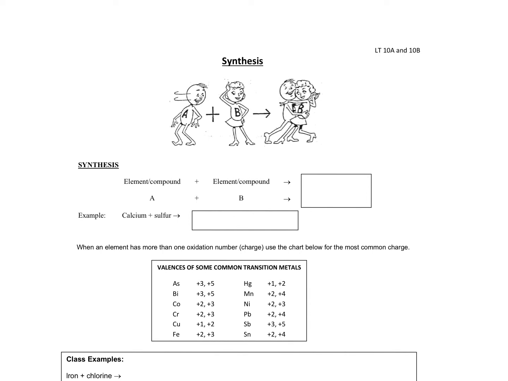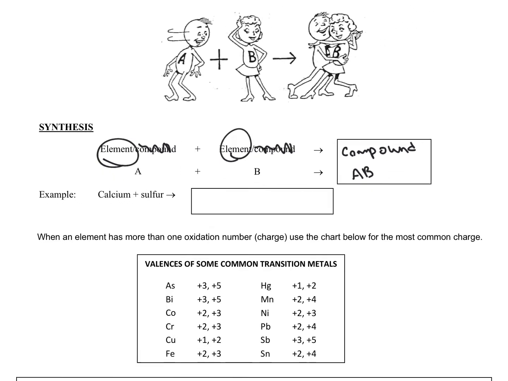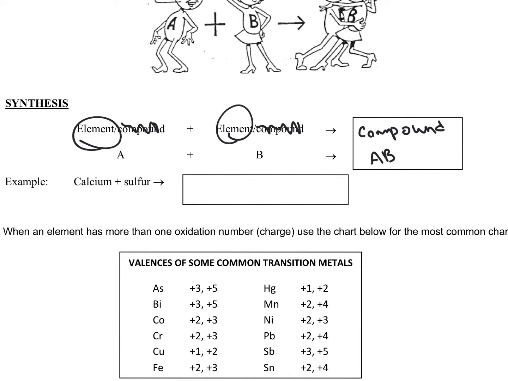We can recognize a synthesis because it is an element plus an element. So element plus element makes a single compound. In other words, element A plus element B makes compound AB. So if I had calcium plus sulfur, I'm going to make a single compound. You're going to have to use your nomenclature rules. That compound is going to be calcium sulfide. Remember, we always name our metals first and then the nonmetal.